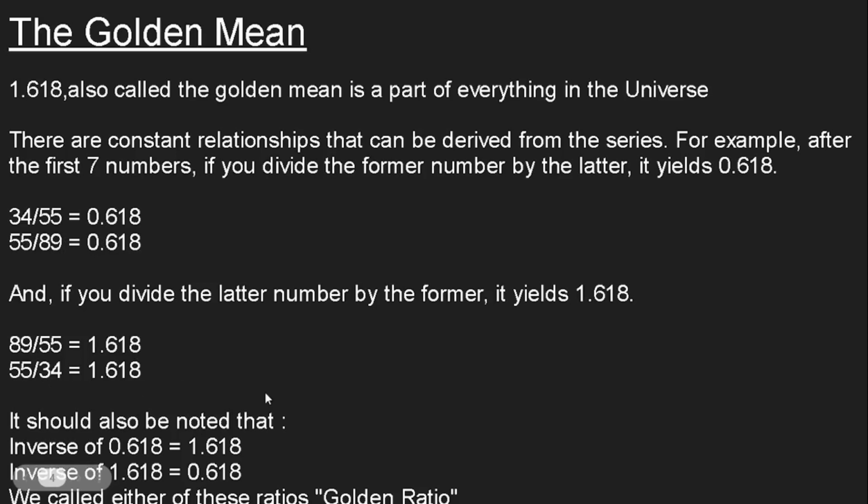It should also be noted that the inverse of 0.618 will give you 1.618. Inverse here means 1 divided by 0.618 will give you 1.618. Likewise, 1 divided by 1.618 will give you 0.618. So we call either of these ratios the golden ratio.